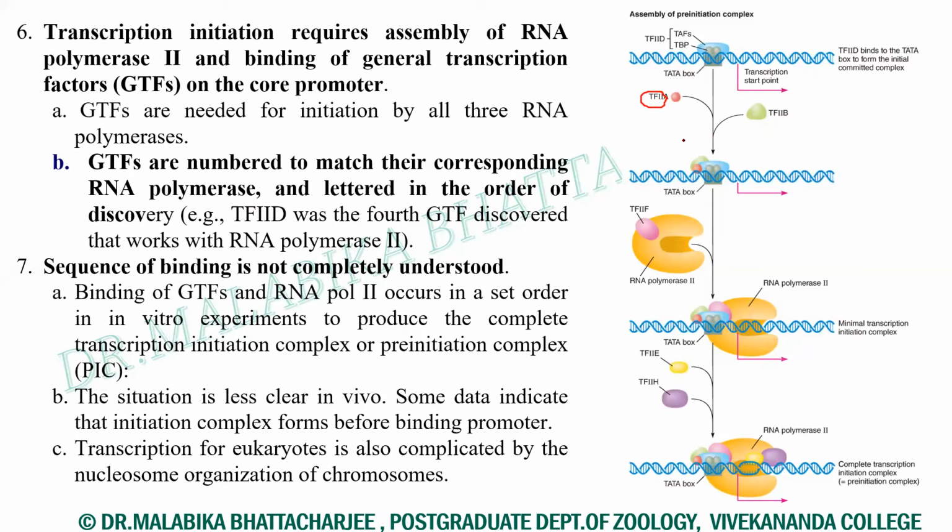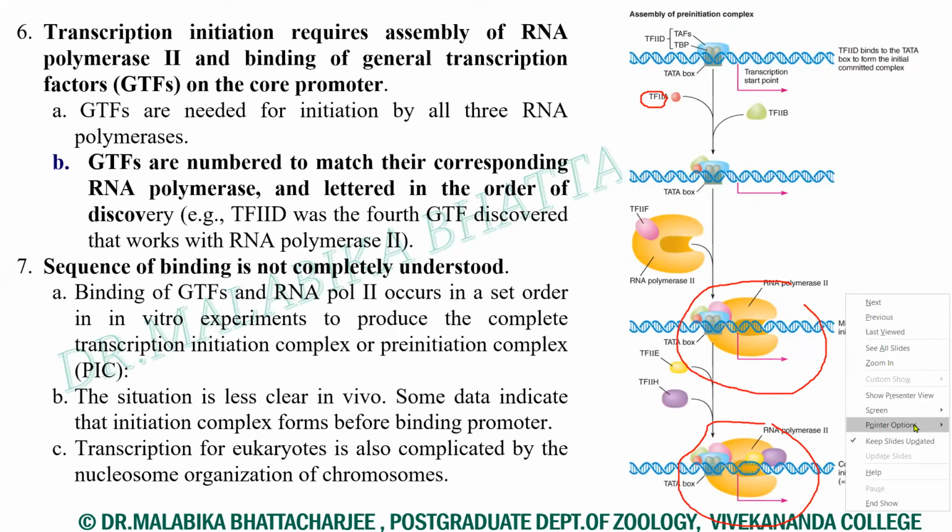Now, for protein coding genes, the general transcription factors and the polymerase II bind to the promoter element to produce the complete transcription initiation complex. So this is the complete transcription initiation complex. Prior to that, this is the minimal transcription initiation complex. So initially, the minimal transcription initiation complex is formed, and then a complete transcription initiation complex is formed.